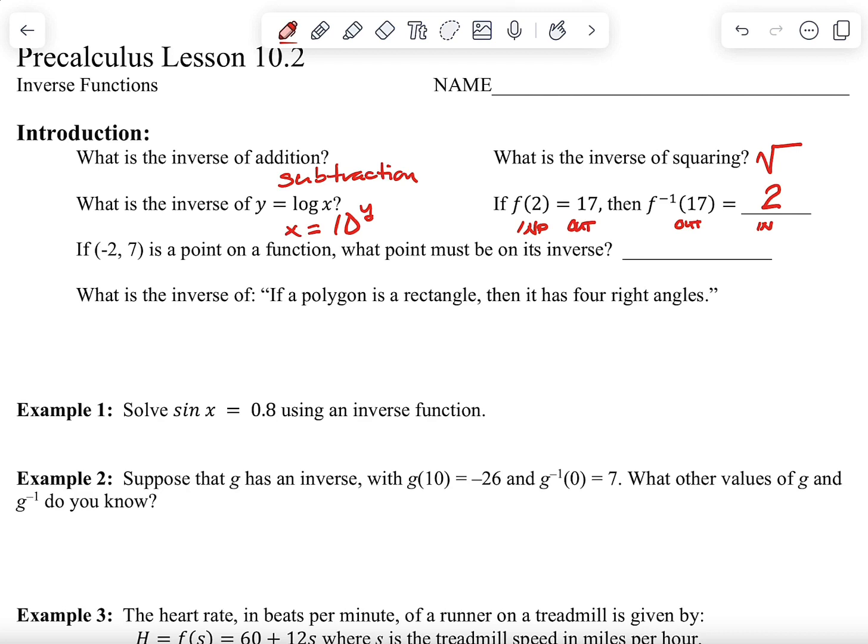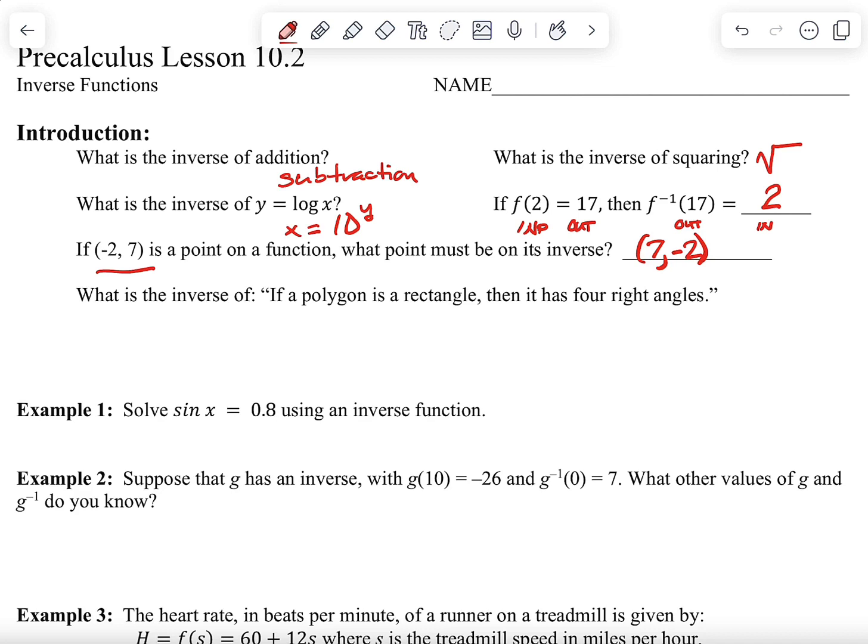So then the next question, if negative 2 comma 7 is a point on some original function, then a point that has to be on the inverse would be the point 7 comma negative 2. Again, the roles of x and y, inputs and outputs, are reversed in inverses.